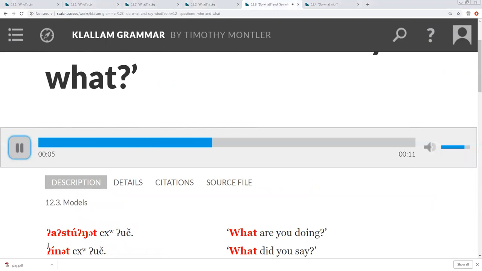And what did you say? Unlike English, Klallam has special words for asking what someone is doing and what someone is saying. As with the other what and who questions, the little word uj follows the subject and ai can be used instead. Both are optional.